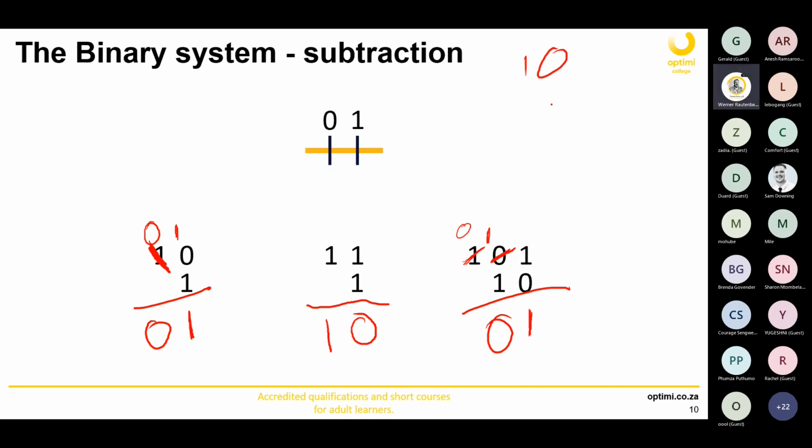1 minus 0 is 1. 1 minus 1 is 0. 0 minus 0 is 0. Am I right, guys? Am I making a mistake? It looks like I'm making a mistake because that number there is the same, and it cannot be the same.